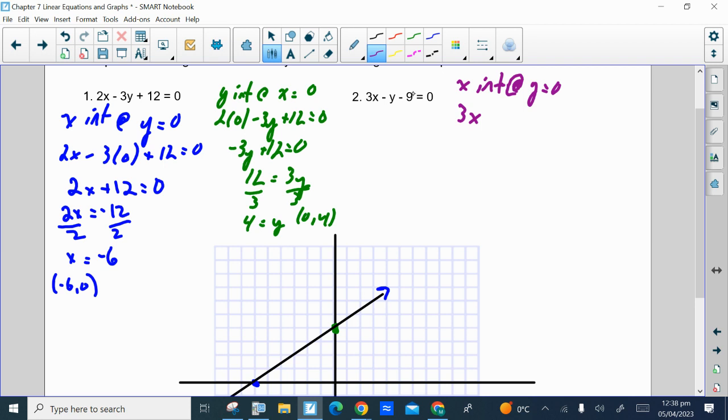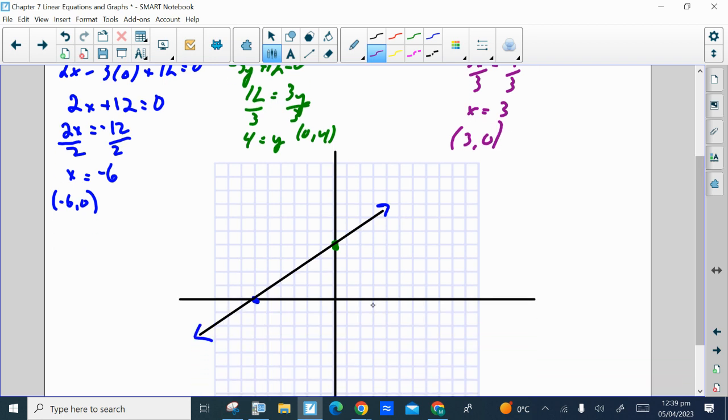You're going to have the 3x, and then you're going to have the minus 9. If you let y equal 0, that y term disappears. And then it's a matter of solving for x. We'll add the 9 to both sides, and then divide both sides by 3, and x equals 3. This is what you got when y was 0. That gives you the x-intercept, where the graph crosses the x-axis. It's 3 comma 0.